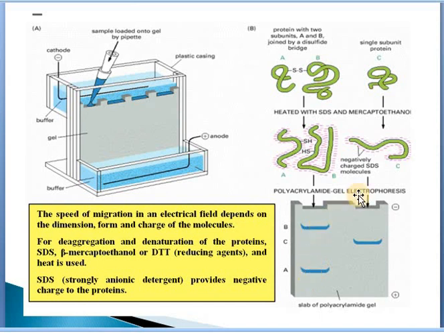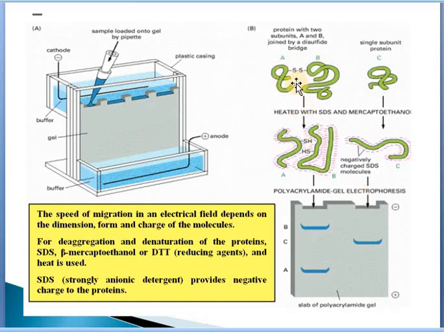When you carry out the same experiment without using SDS, beta mercaptoethanol or performic acid, then that electrophoresis setup is called polyacrylamide gel or native gel. That means the protein separation will be in the native state.